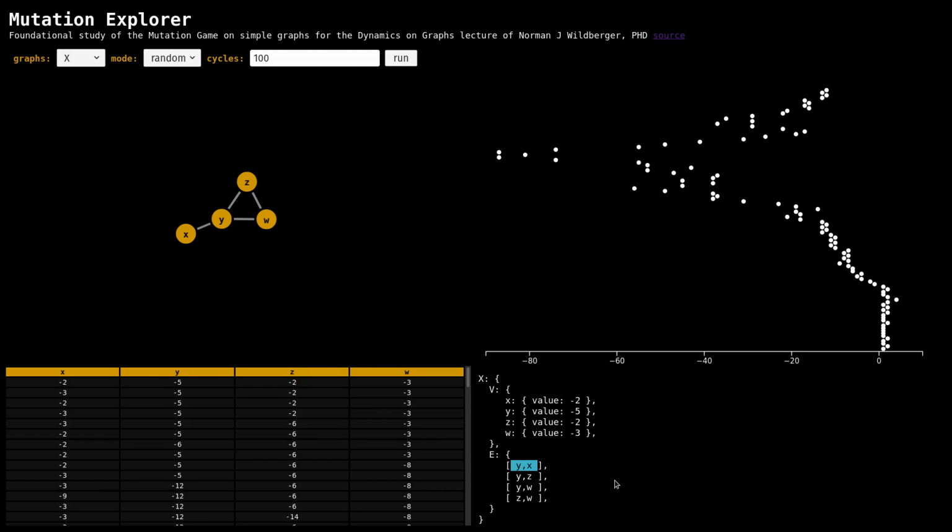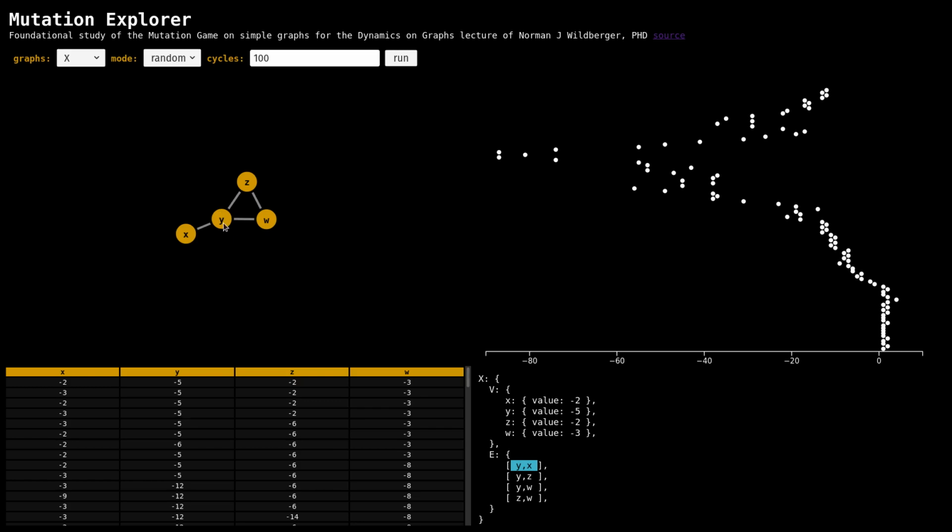So the mutation game starts by setting an initial value to each of the vertices of 0, except for the first, which we set to 1. To mutate a vertex, we simply negate its value and then add the sum of its neighbors to it.